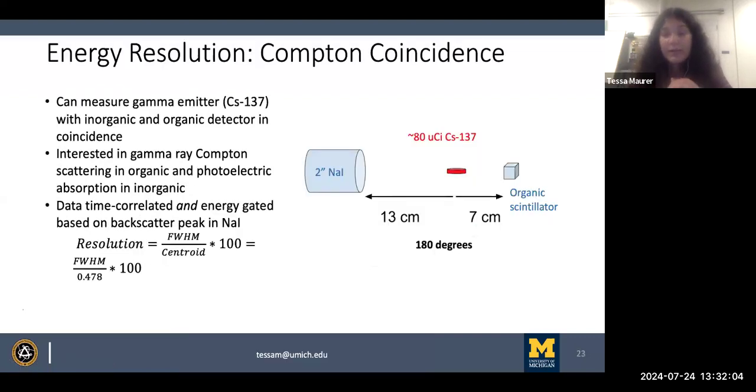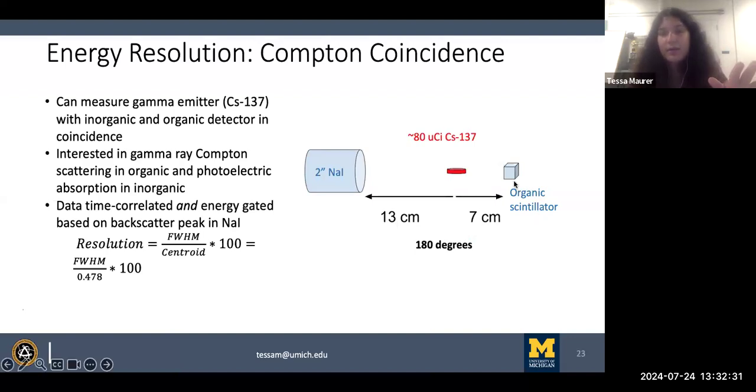Okay, so the next thing I want to talk about is energy resolution. Energy resolution is a little bit more complicated to do with these. Usually it's pretty straightforward if you have an inorganic, but if you have an organic that you're trying to characterize, one of the things you could do is something called a Compton coincidence technique. So there's a cartoon setup kind of showing you what that would look like.